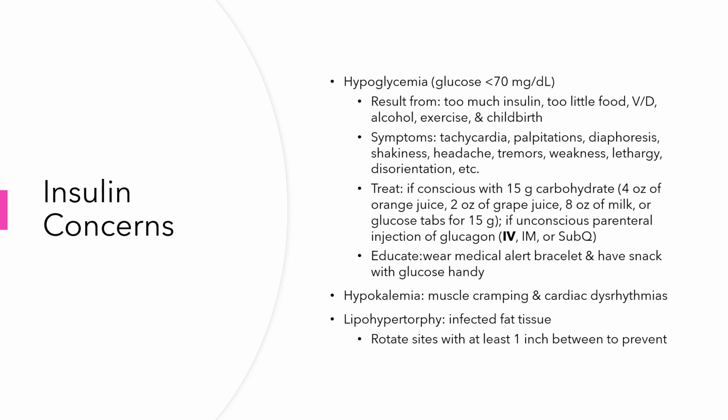Another concern that can happen with insulin is related to potassium. It could cause their potassium levels to decrease, so hypokalemia. So we're looking for things such as muscle cramping and cardiac dysrhythmias on our assessment. And then lipohypertrophy, which is an infection of the fatty tissue. This is especially why we rotate the sites and make sure that we're at least 1 inch between the previous site and the new site that we're giving to prevent this complication.